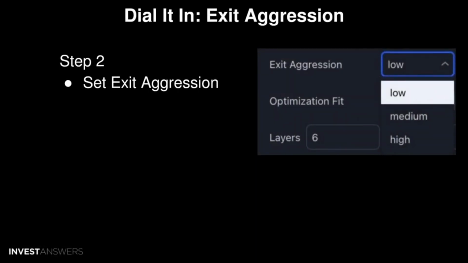Step two is you set your exit aggression: low, medium, or high. That is how much you want to take off the table. With assets like Bitcoin, I believe you should still hodl some, never sell all of it, always keep some. And this will help determine that ratio for you as well. And I'll show you with some exact numbers.